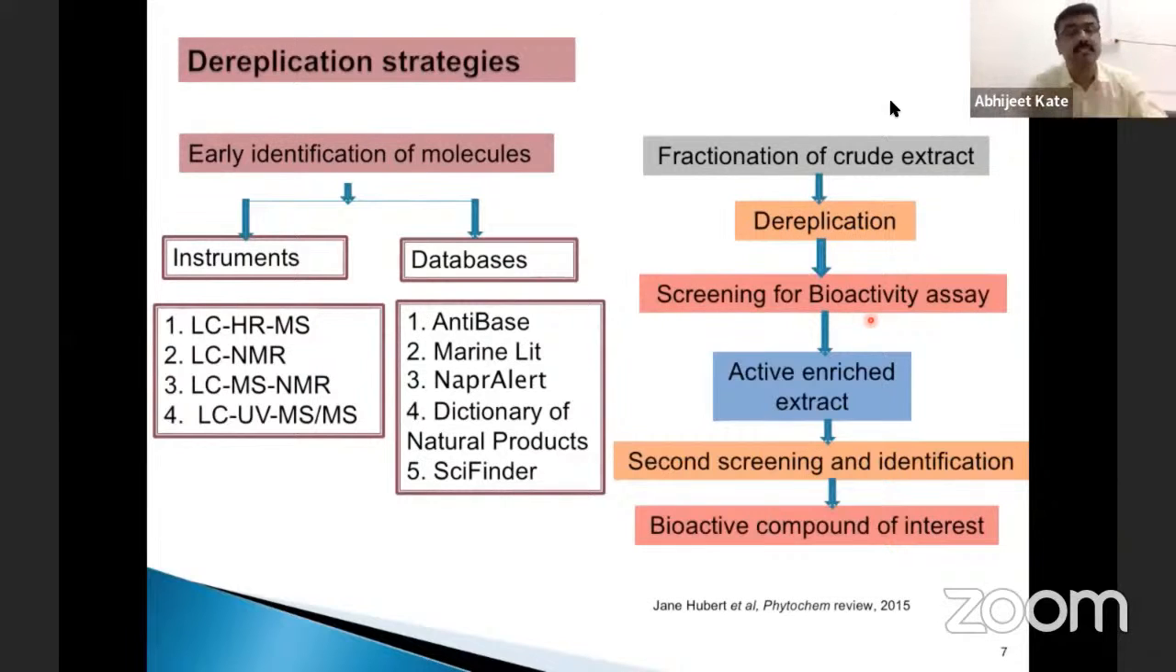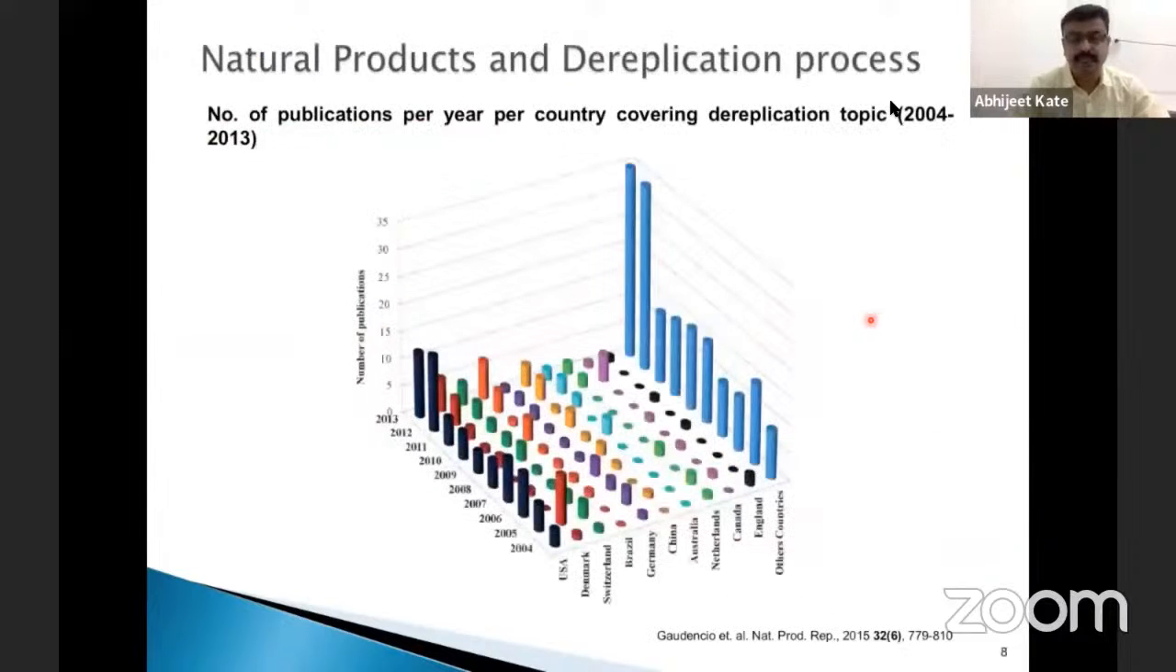This is just one example I have shared with you. There are a number of possibilities that you can do with this kind of strategy. This is actually the point I wanted to make, because the diagram was very small. As you can see here, there is very good acceptance of this particular process in natural product research.